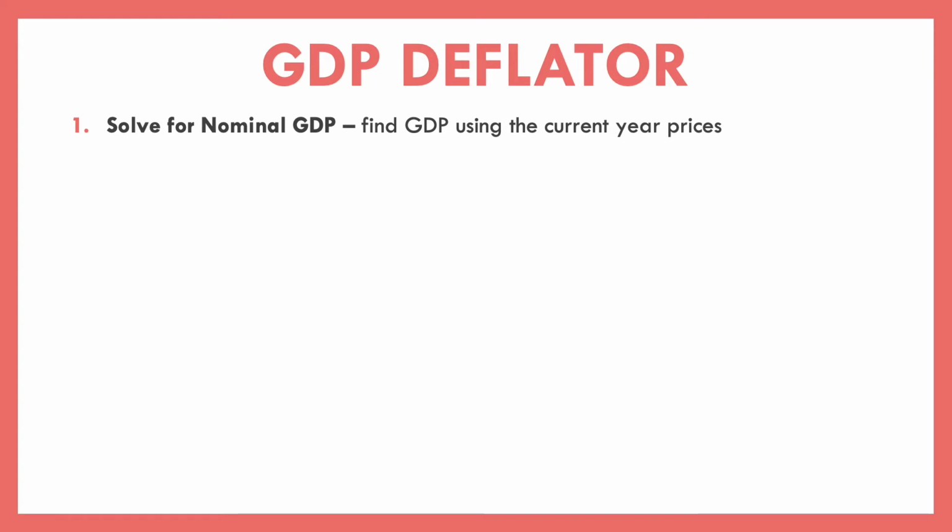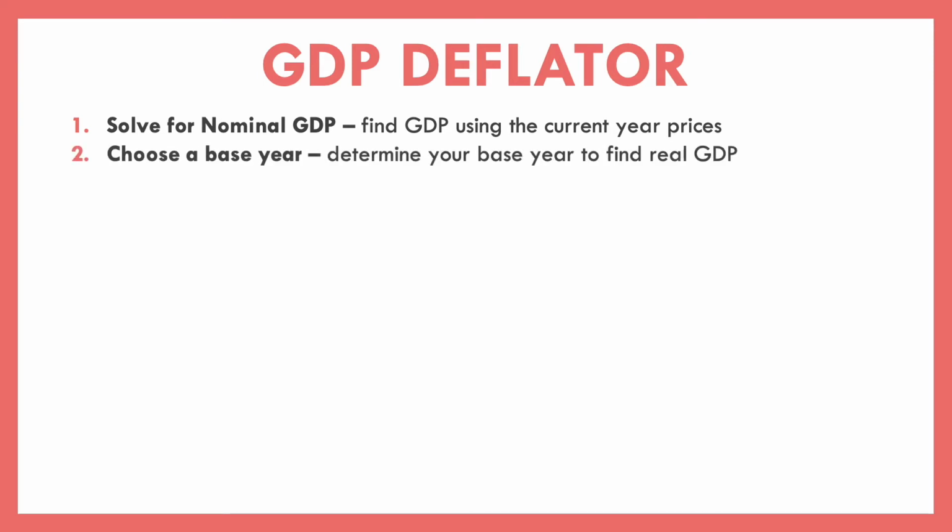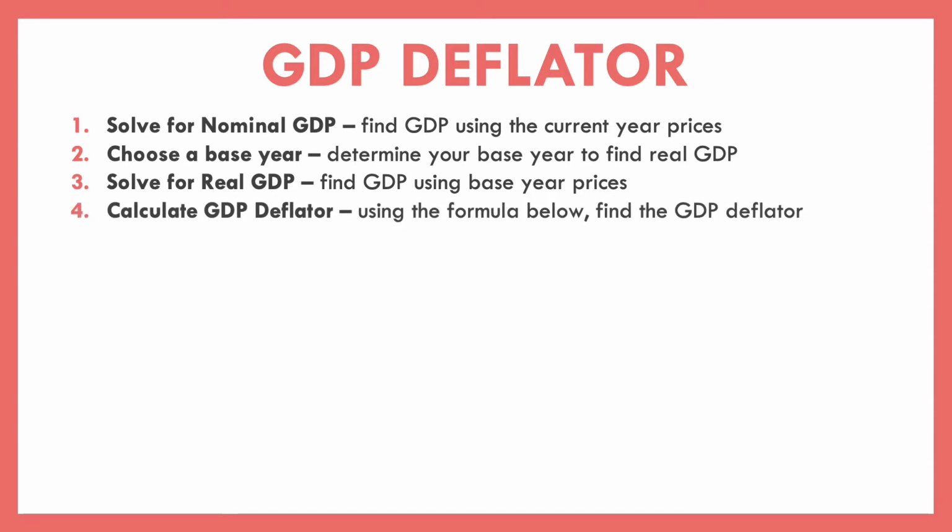Now, from there, we need to find our real GDP. So in order to find our real GDP, remember, we have to have a base year in order to use that base year's prices and then use the base year prices to find our real GDP. So we have our nominal GDP and we have our real GDP. And then once we have those two things, we can calculate the GDP deflator using the formula below.